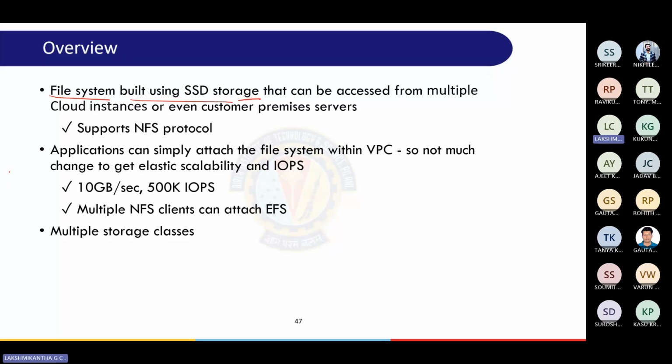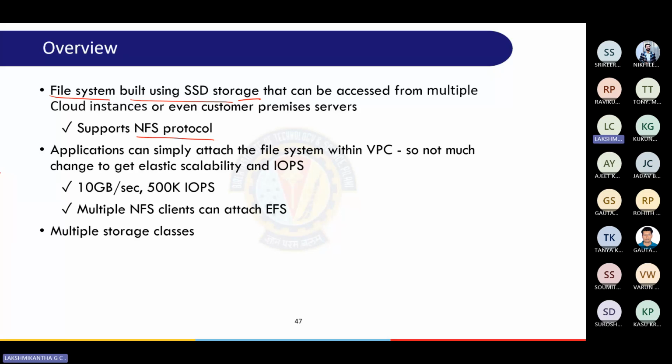Then what is the purpose of using this? Guys, the purpose of using this is to be a shared file system that can be accessed from multiple cloud instances simultaneously. Understood? And what about the protocol? Guys, it supports the standard NFS protocol, Network File System Protocol.